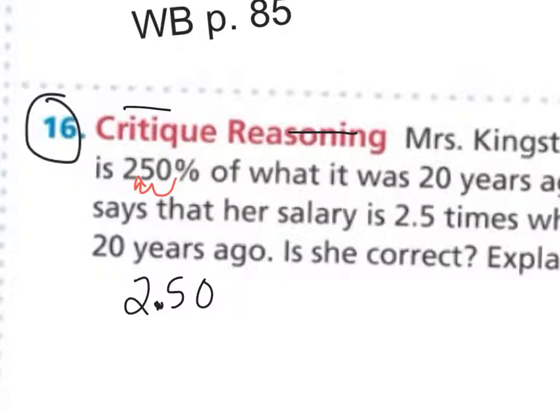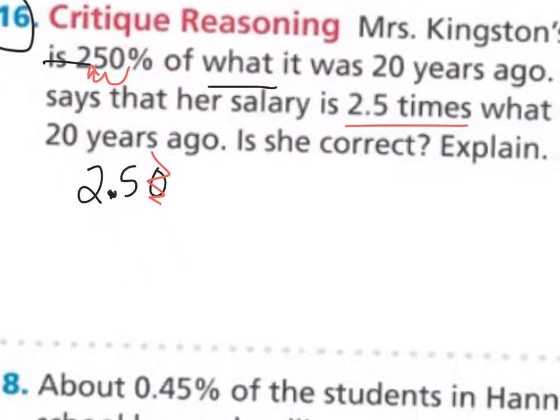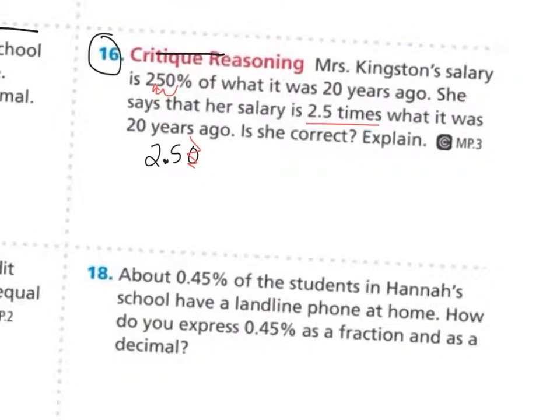And then remember, with decimals, if we have zeros at the end, we don't have to keep them there. So that is the same as 2 5/10. So that means it's the same as 2.5 times what it was 20 years ago.